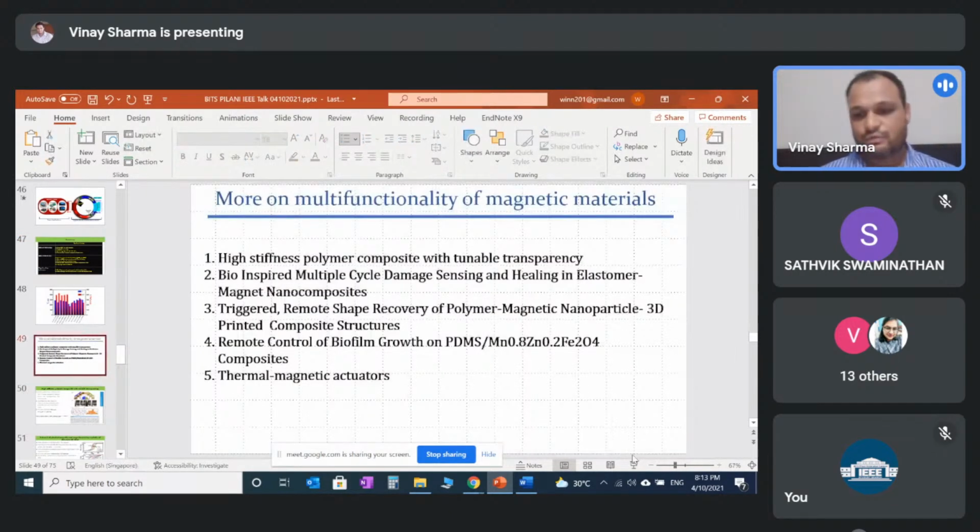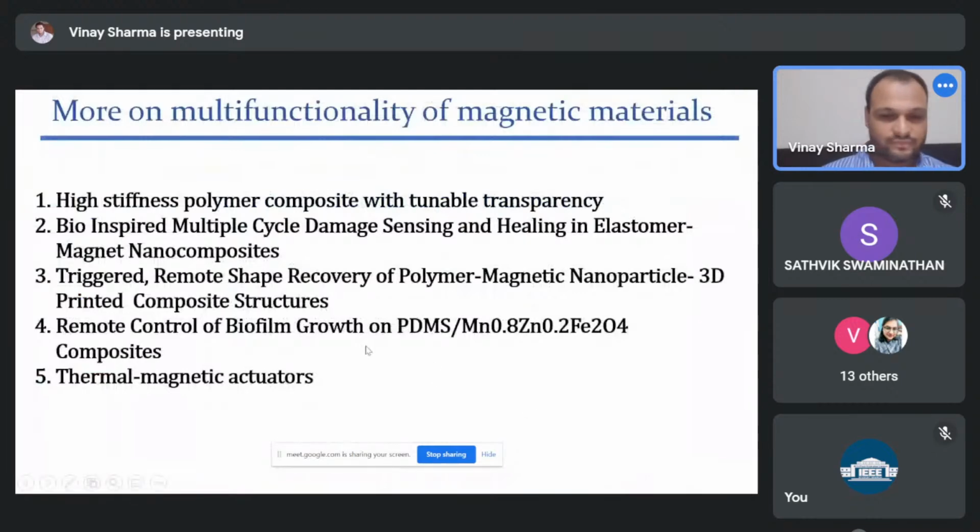Okay, moving ahead, since we have 17 more minutes left, I'll talk about some more functional materials. This is a domain where we have magnetocaloric materials. Now there are some other applications where these magnetic nanoparticles can be used. I'll briefly give you a glance so that you know the domains where nanotechnologies are being used. One example is a high stiffness polymer composite with tunable transparency.